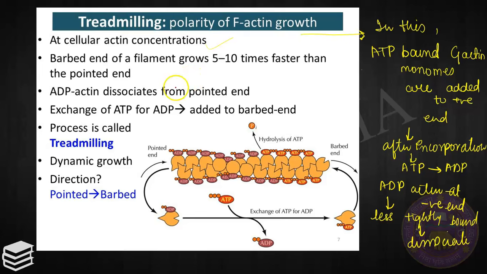Barbed end जो होता है वो हमारा grow करता है 5 to 10 times faster than the pointed end because in this जो हमारा एटीपी एक्टिन होते हैं वो टाइटली बाउंड नहीं होते टू द पॉइंटेड एंड, सो दे डिसोसिएट एंड आफ्टर डिसोसिएशन दे then convert into ATP actin and this ATP bound G actin monomers, ये आ गया ATP bound actin monomers add हो जाता है to the barbed end.